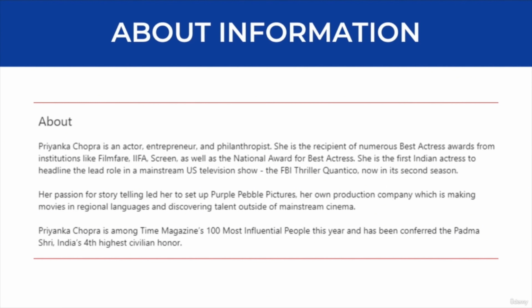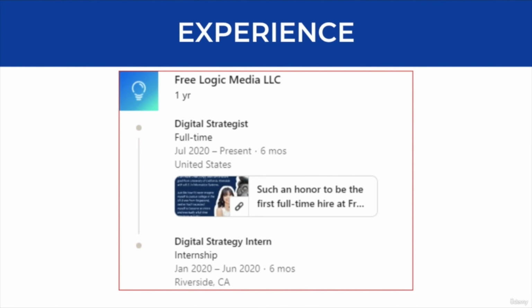Her passion for storytelling led her to set up the Purple Pebble Pictures, her own production company, which is making movies in regional languages and discovering talent outside of mainstream cinema. Priyanka Chopra is among the Time magazine's 100 most influential people this year and has been conferred the Padma Shri, India's fourth highest civilian honor.